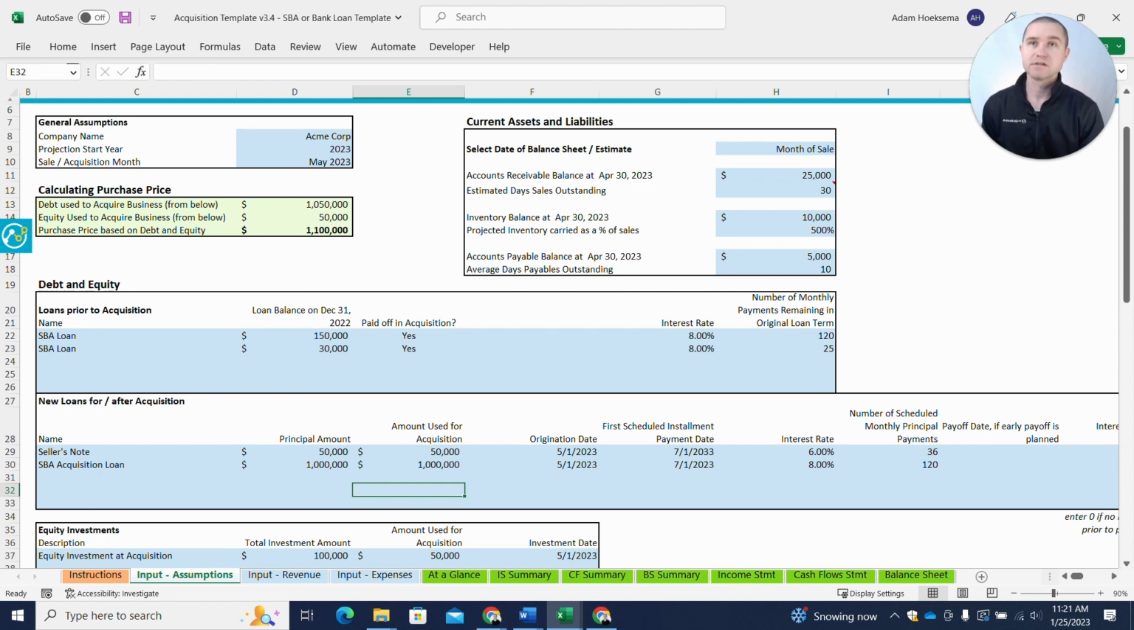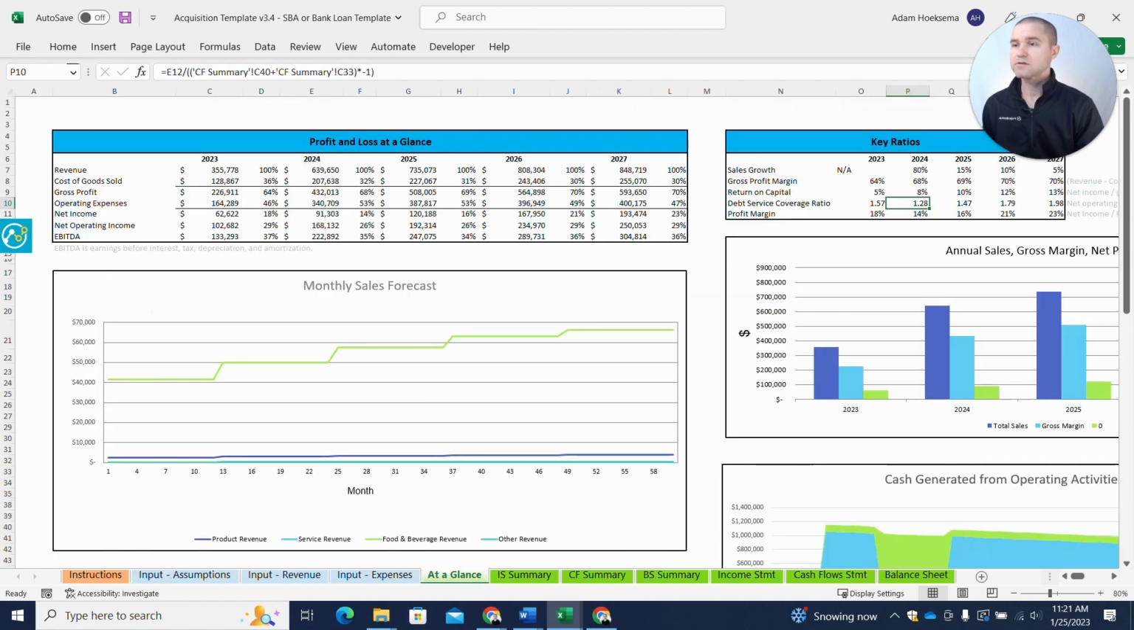We could increase the seller's note. So let's say we want to keep the price the same, but since it doesn't cash flow, we could decrease the SBA loan. Let's decrease our SBA loan to $900,000. And we'll increase the seller note to $150,000. And then if we come back to our at a glance tab, we can see that, hey, look, now we are at a debt service coverage ratio of 1.28.